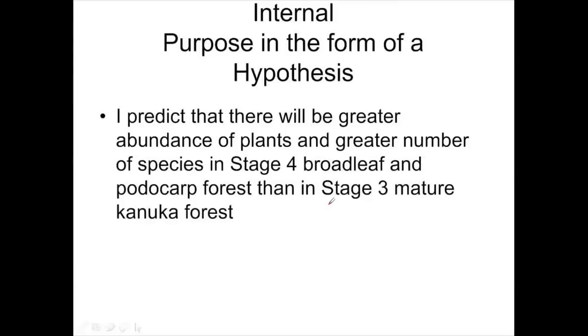So let's move on to our internal, okay? Because that was all background knowledge. You should already know about that, and you can talk all about that in our conclusion. But anyway, internal purpose in the form of a hypothesis. I predict there will be a greater abundance of plants and a greater number of species in Stage 4 broadleaf and podocarp forests than in the Stage 3 mature Kanuka forest. We have to also add in Arataki, okay, because we are talking about Arataki, we're not talking about any other forest.